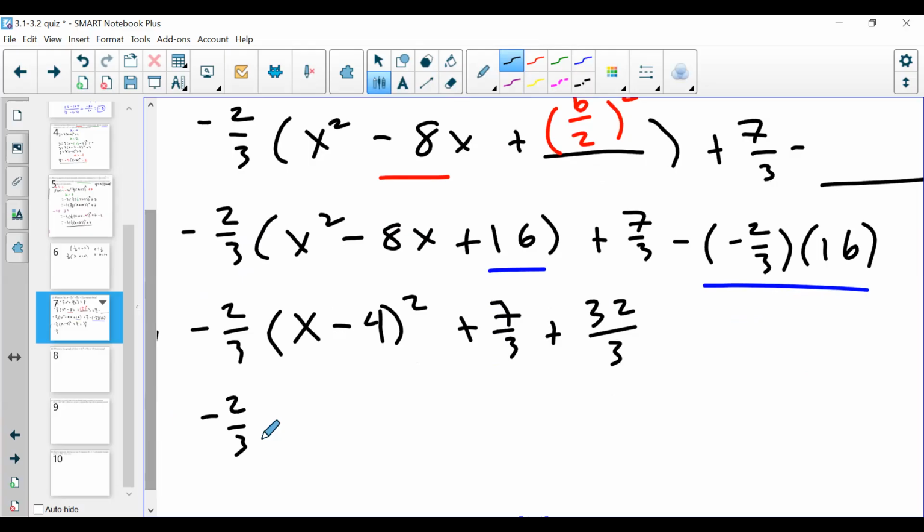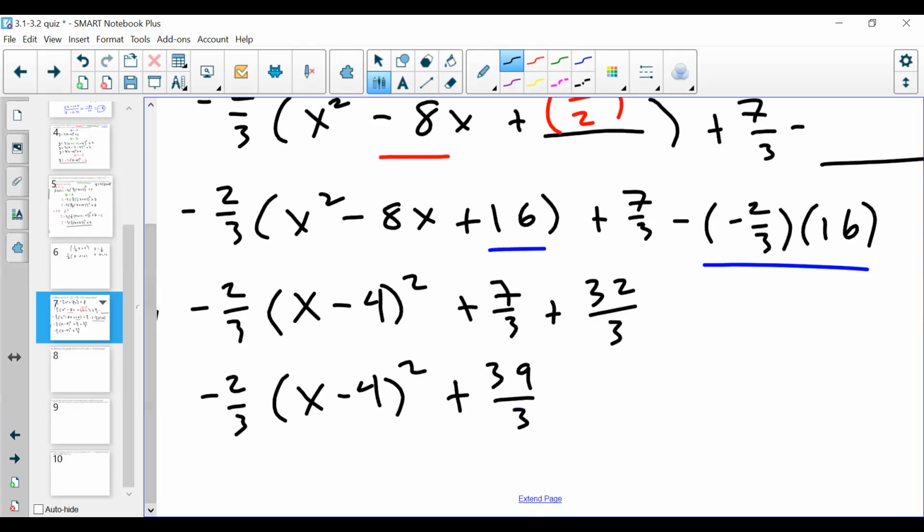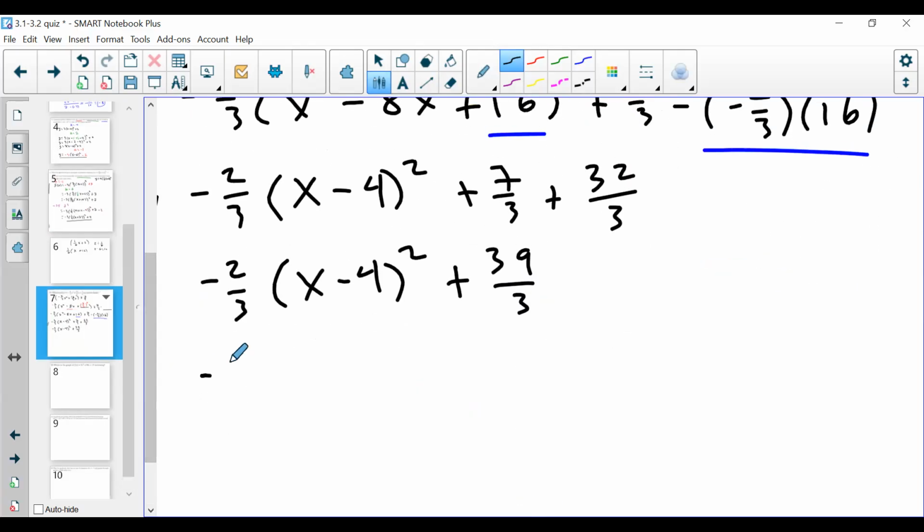All right. So this is what I have right here: negative 2/3, x minus 4 squared, plus 7/3, plus 32/3. So 7/3 plus 32/3 is 39/3, and that just reduces to 13. That's the answer. Are we okay with that? Are there any questions about anything I did here?